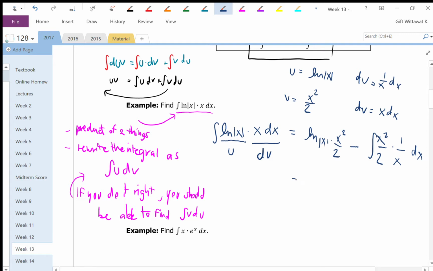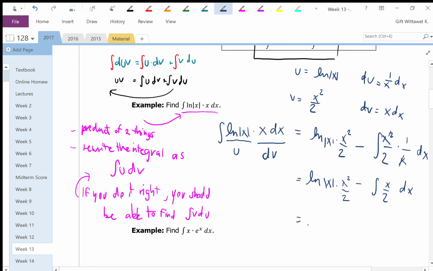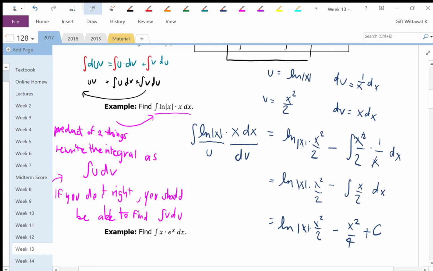So that's going to be log of x times x squared over 2 minus, the x cancels out, so I get the integral of x over 2 dx. Now I know the integral of x over 2 dx. The integral of x over 2 is just x squared over 4. Plus or minus a constant doesn't really matter, so I'm just going to write plus c. So that is my final answer here.